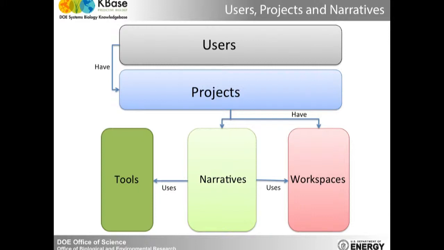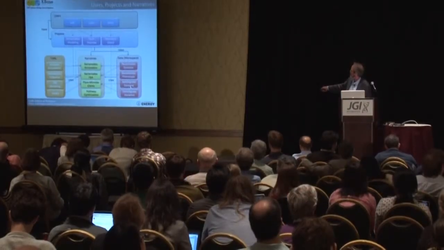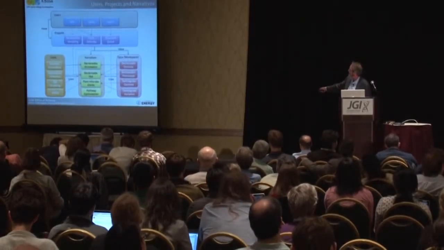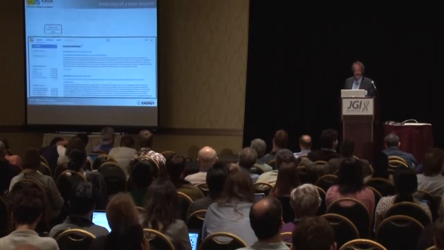And narratives use tools. So for example, Bob, Alice, and Mary are all users. They may have multiple projects. Bob and Alice are working on that project together. And this plant microbe interface project might, for example, be working on the plant microbe GWAS analysis that uses these two types of data and these types of tools. So it's that type of organization.